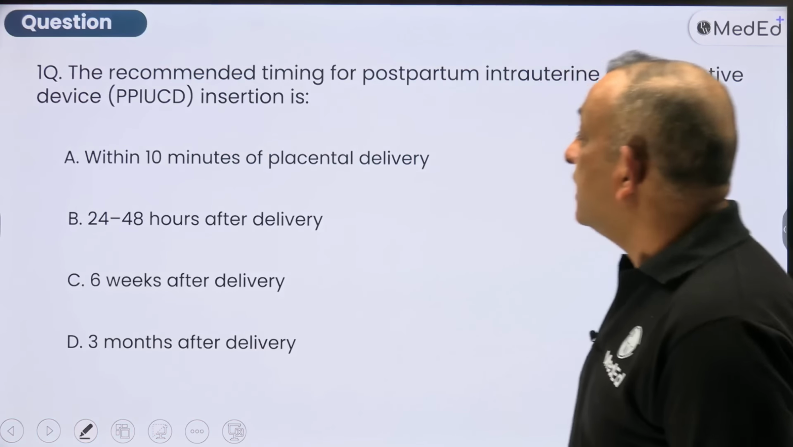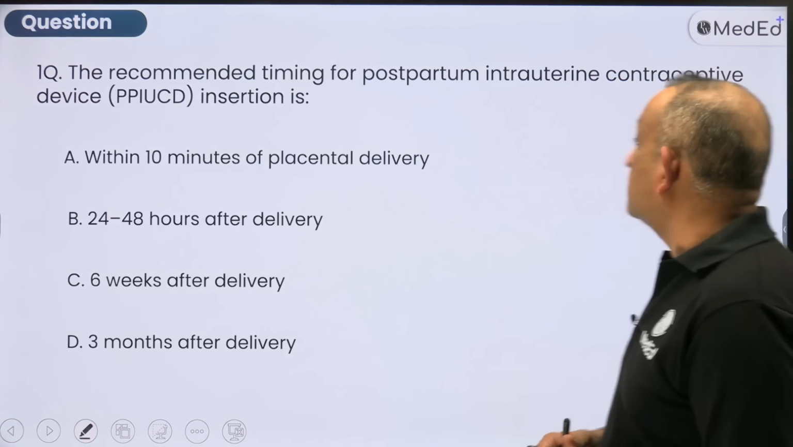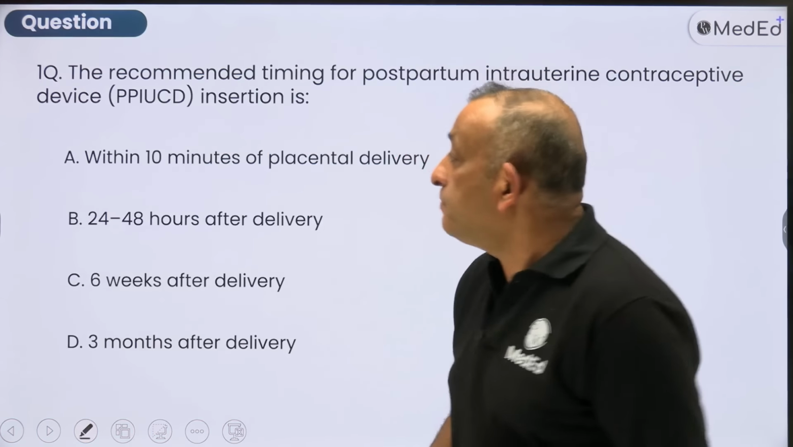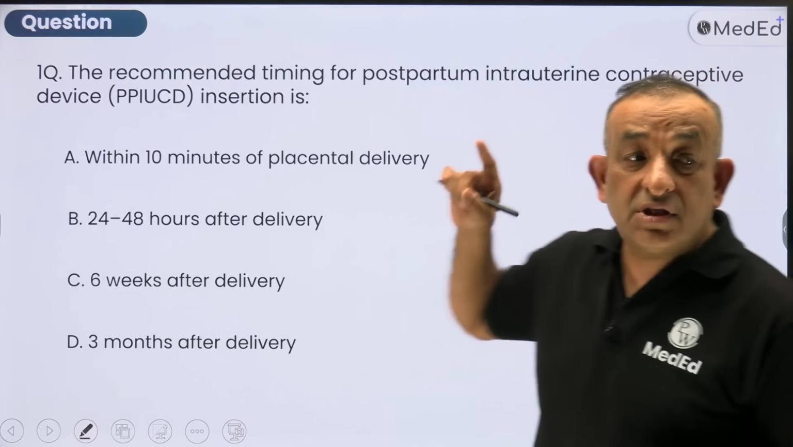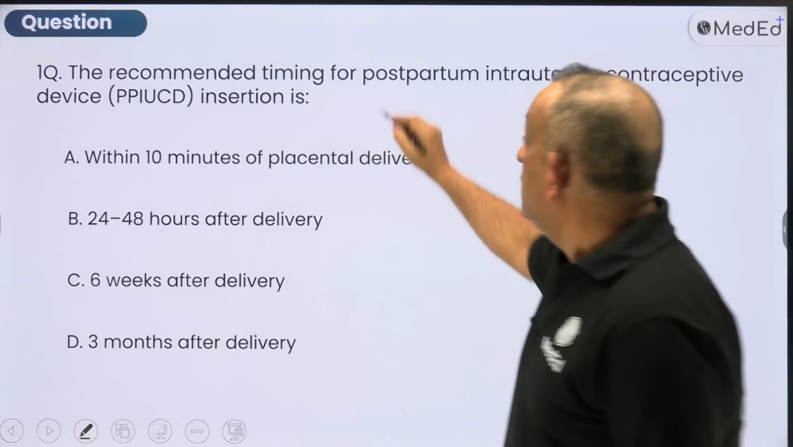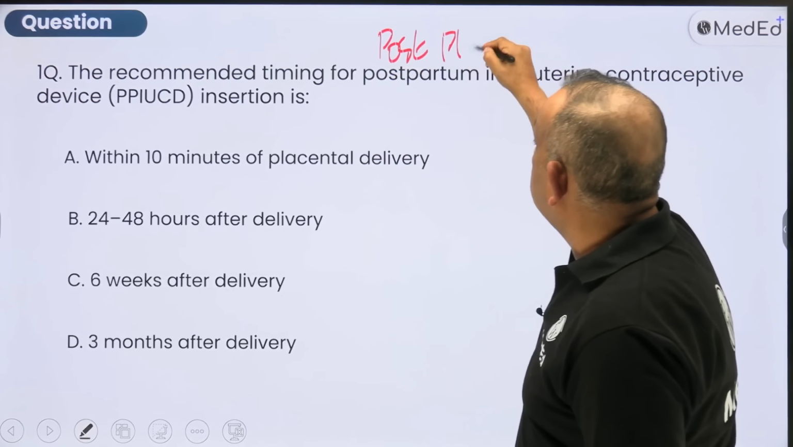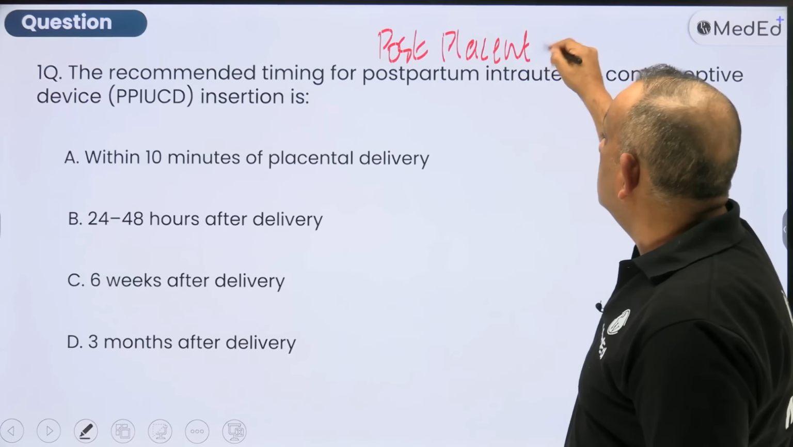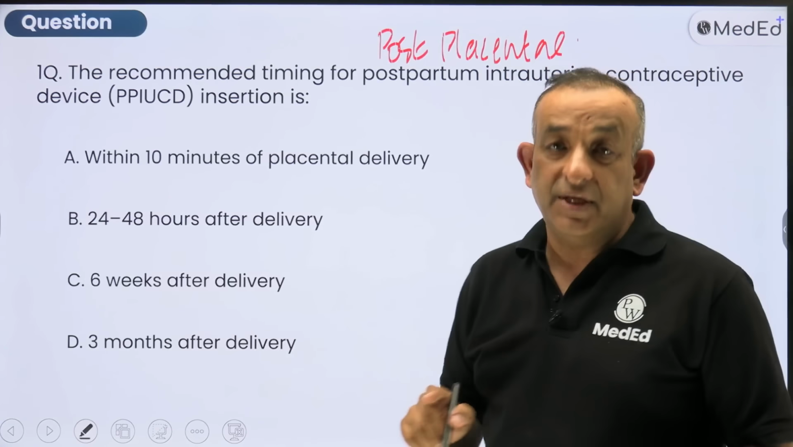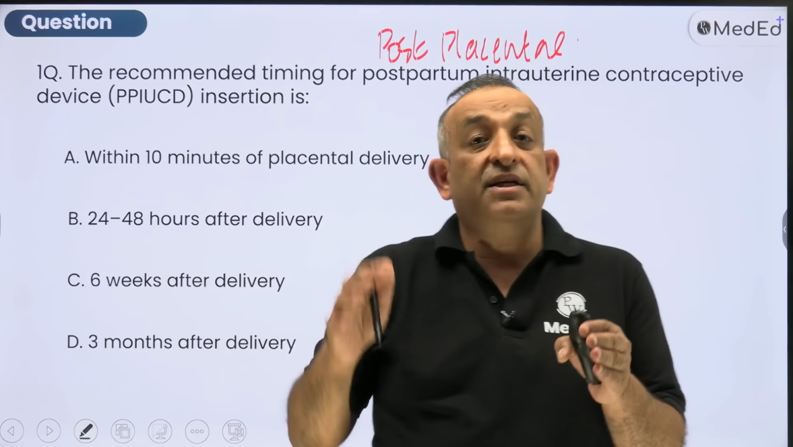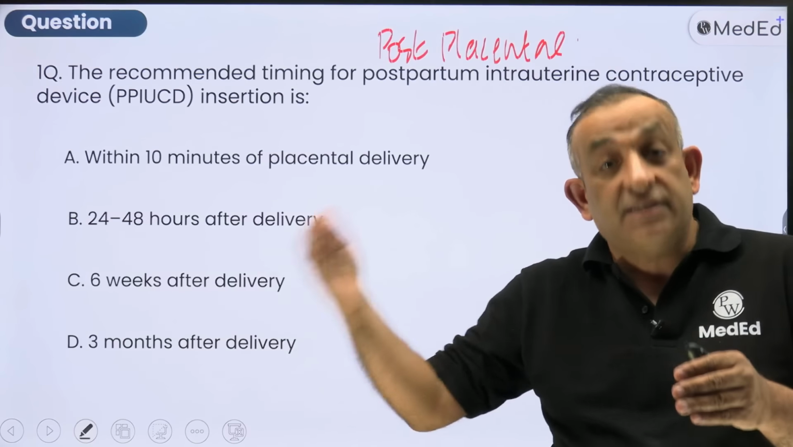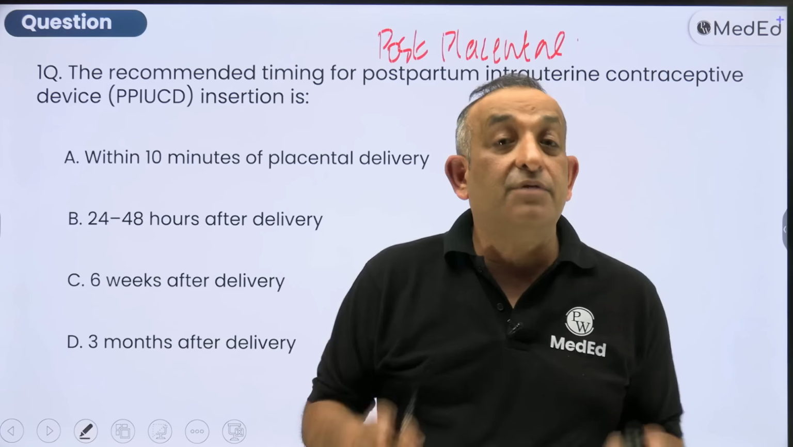So the recommended timing for postpartum intrauterine contraceptive device, PPIUCD. Now this is most appropriately called post placental. Please, it is always post placental and not postpartum. Please remember, postpartum IUCD can also be the one which is put after the 6 weeks. So it is always given in the exam as post placental.